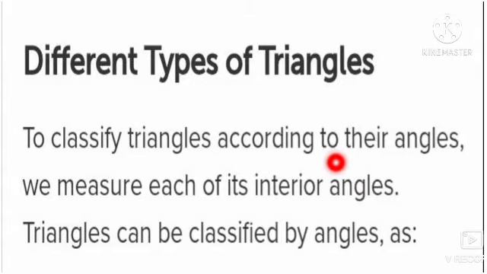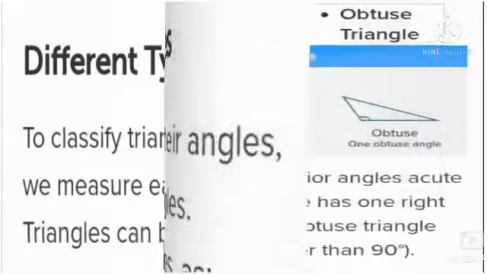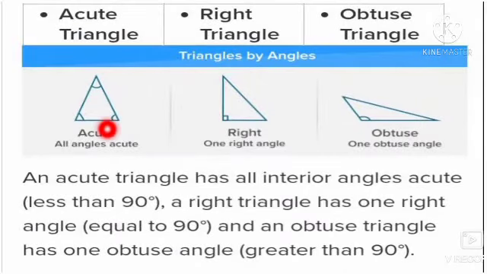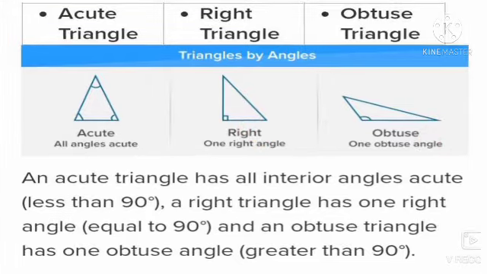Different types of triangles. To classify triangles according to their angles, we measure each of its interior angles. Triangles can be classified by angles as acute angle triangle, right angle triangle, obtuse angle triangle. An acute triangle has all interior angles acute. That is, all the angles of the triangle are less than 90 degrees.